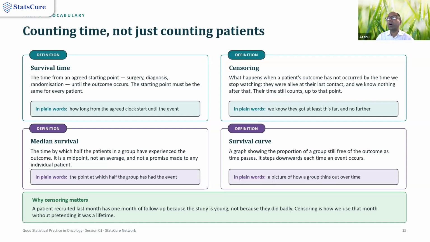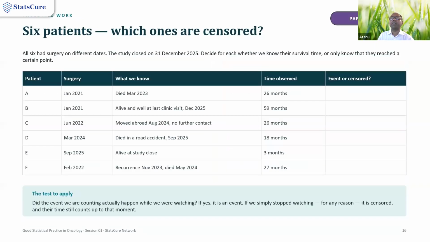So in a nutshell, how long we conduct follow-up is called survival time. The point after which we have no further information is censoring. The point at which half the group has had an event is called median survival. And a picture of how the groups change over time is the survival curve.